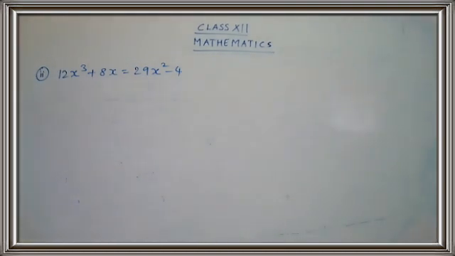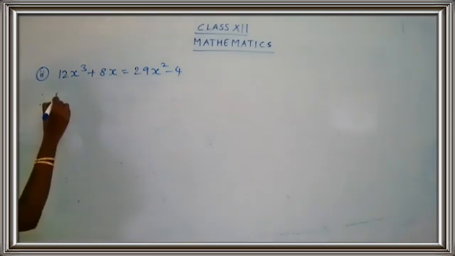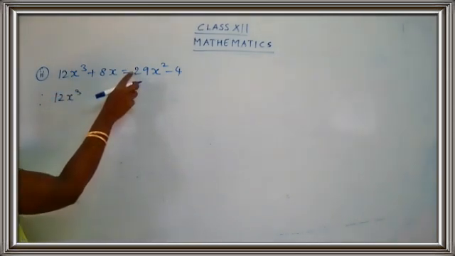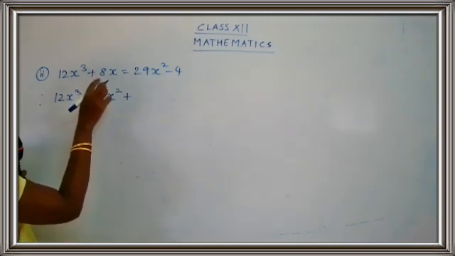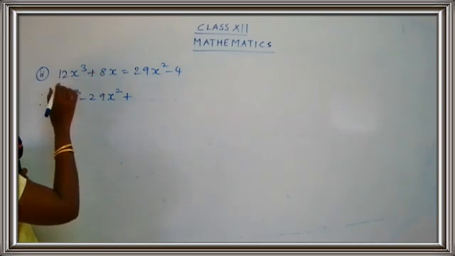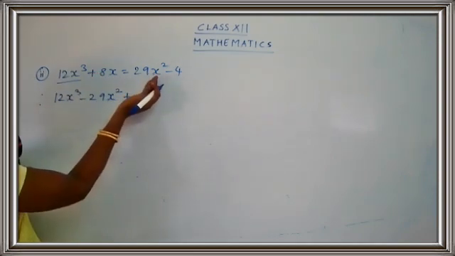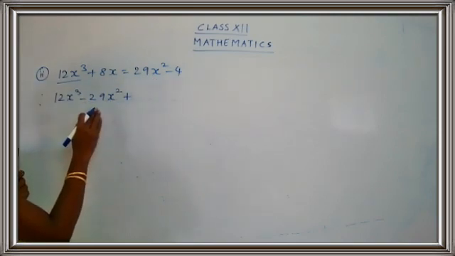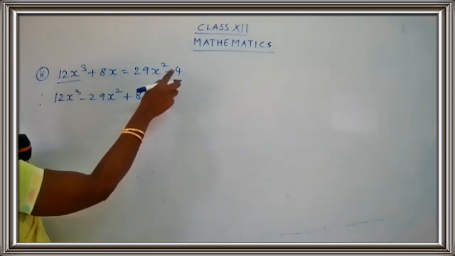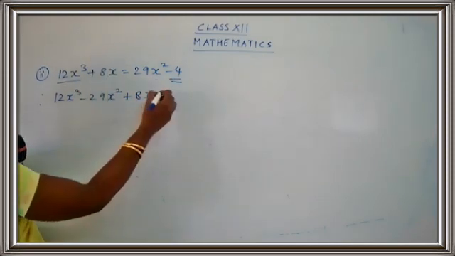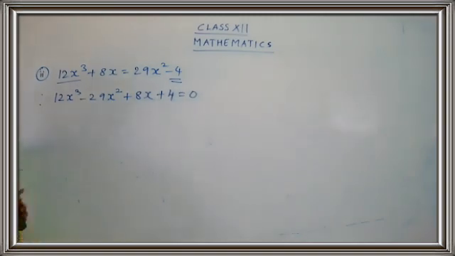So what we get here? We get 12x cube. 12x cube is on the LHS. 29x square, I am going to shift from RHS to LHS, so minus 29x square. Plus 8x. And this is minus 4 on the RHS. When it comes to this side, it becomes plus 4 is equal to 0. So I get 12x cube minus 29x square plus 8x plus 4 is equal to 0. Are you clear, children?